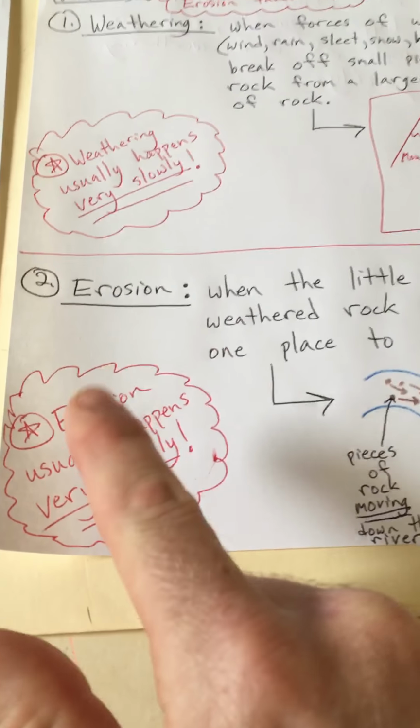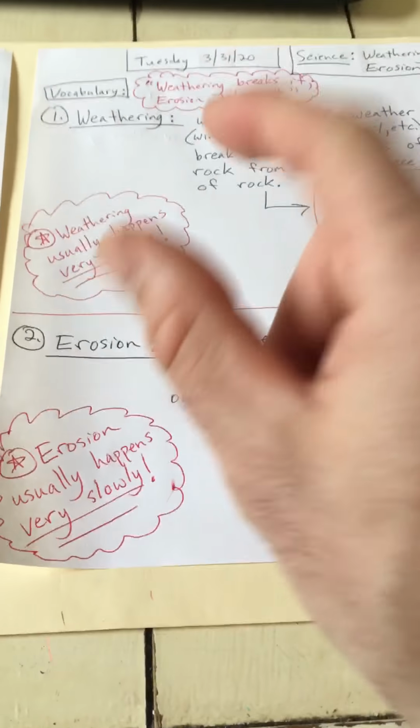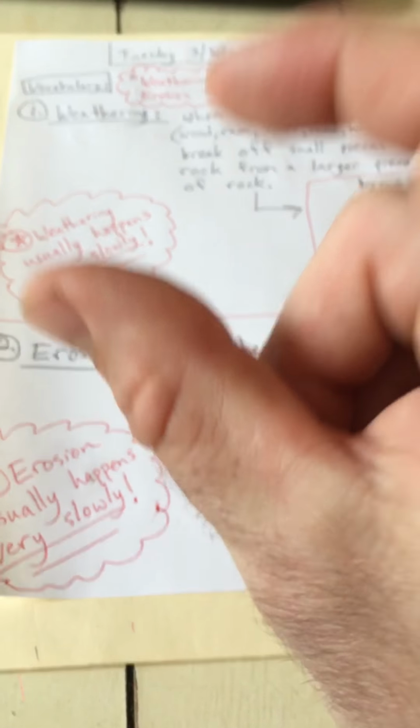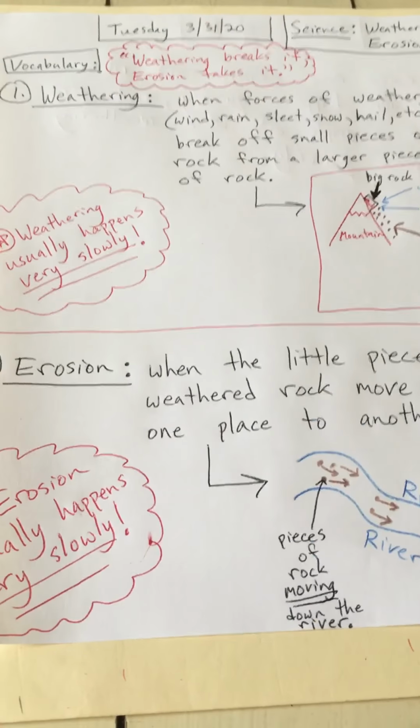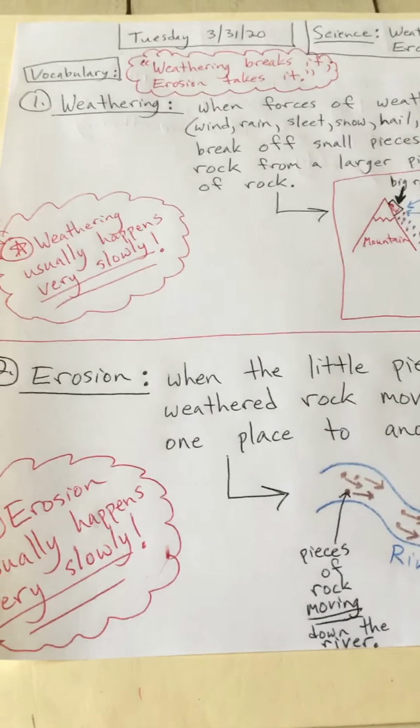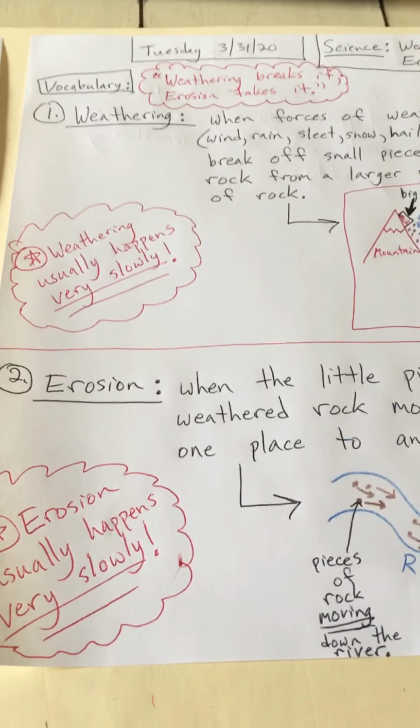Okay, erosion happens a little bit quicker than weathering. Weathering is really, really slow as a process, right? Unless something big happens. I don't want to give you too much information because that's what the question is going to be about in a minute. But weathering usually takes a really long time.